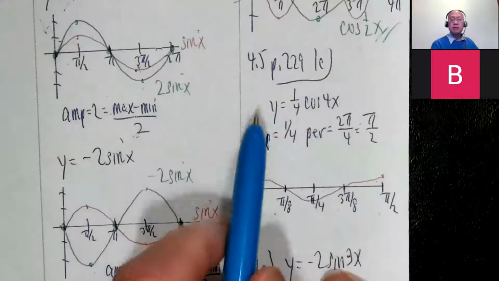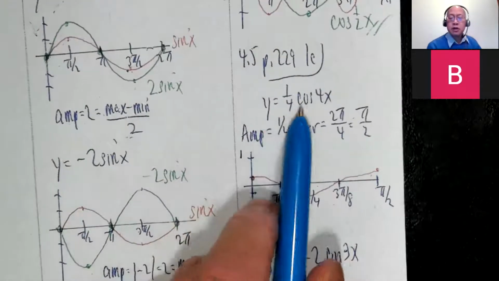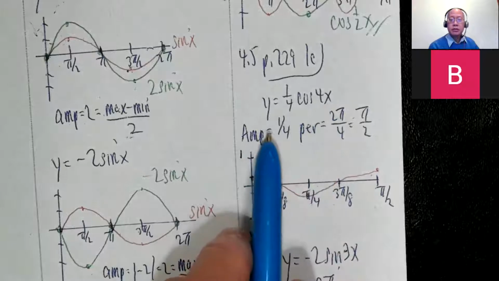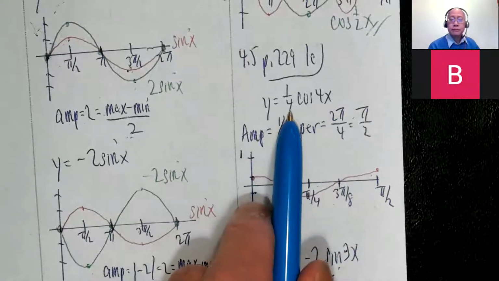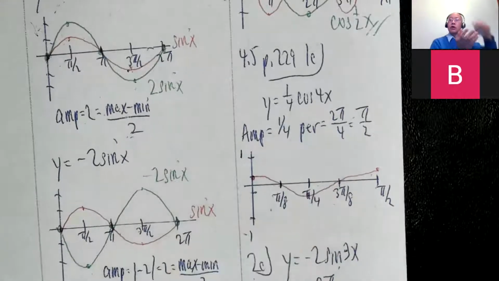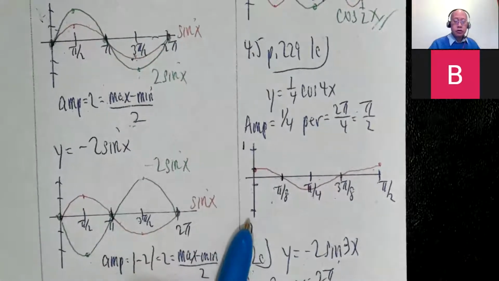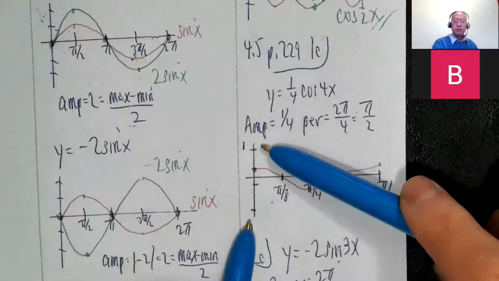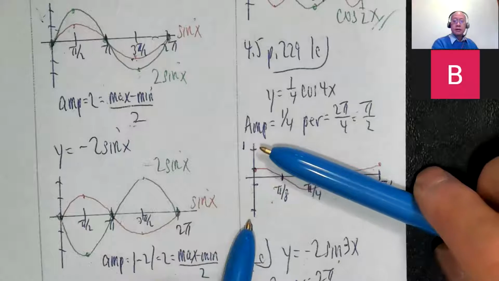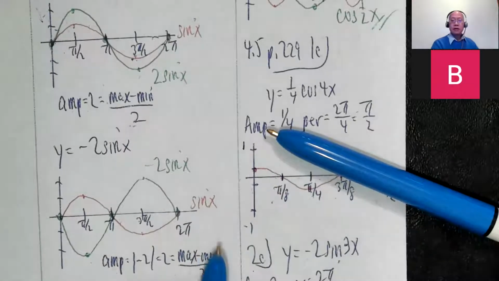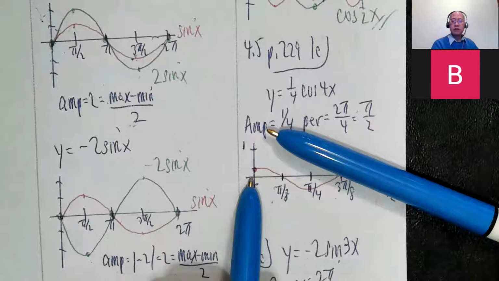1c, y equals 1/4 cosine 4x. Amplitude, 1/4. So we're only going to go up to 1/4 and go down to -1/4. Usually we would go from -1 to 1, but because of the 1/4, it squinches the whole graph only between -1/4 and 1/4.